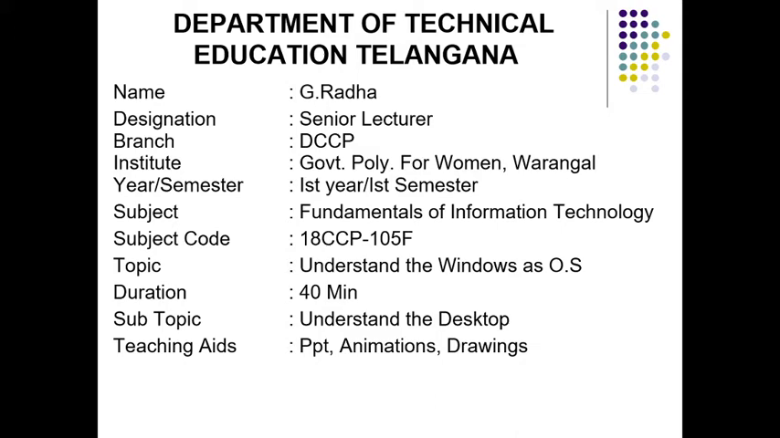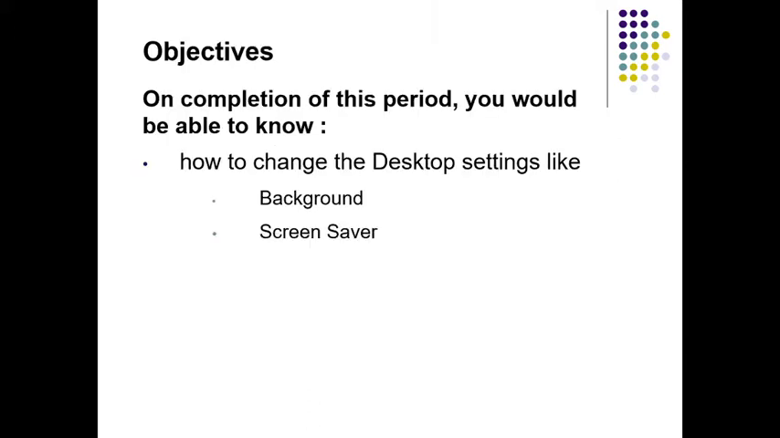Now, in today's class, we are going to discuss the topic: understanding the desktop settings. What are the settings of the desktop in Windows? That is, how to change the screensaver and the background of the Windows desktop. So, to change the desktop settings, we'll be changing the background of the desktop or the Windows screensaver and appearance settings.